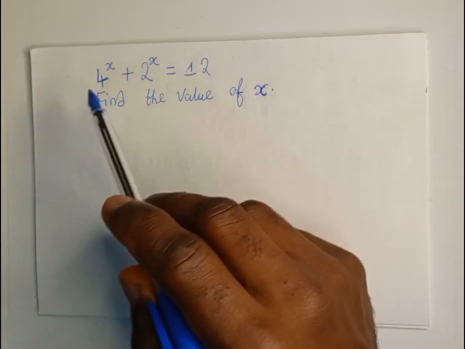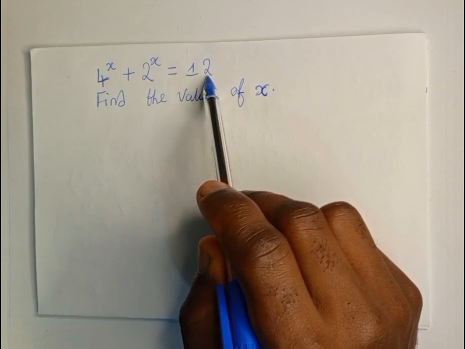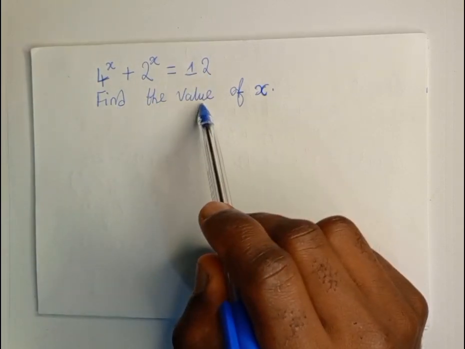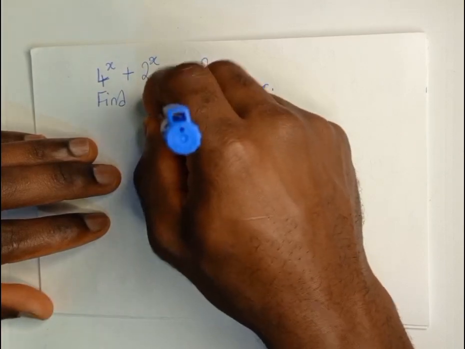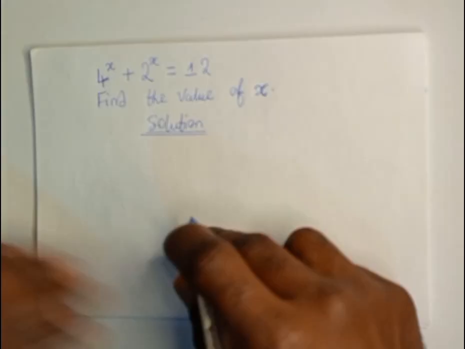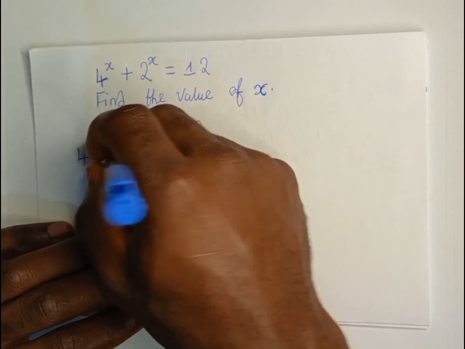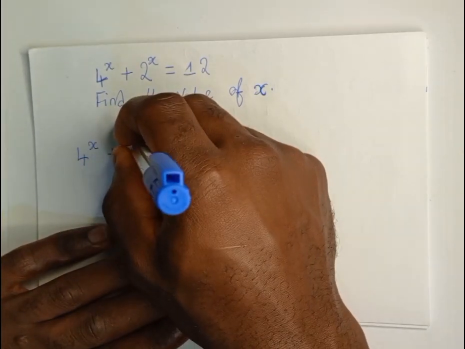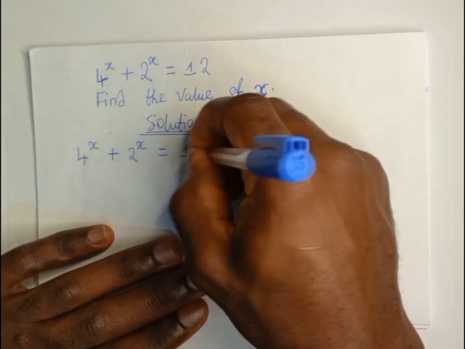4 raised to the power x plus 2 raised to the power x is equal to 12. We are to find the value of x. We take the solution. 4 raised to the power x plus 2 raised to the power x is equal to 12.